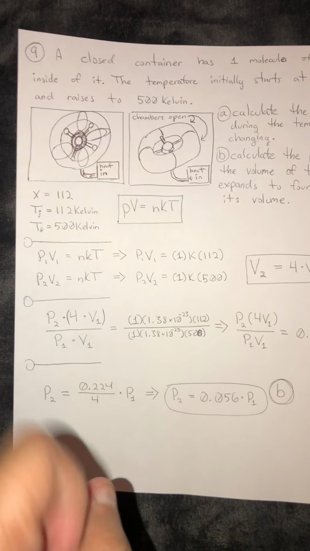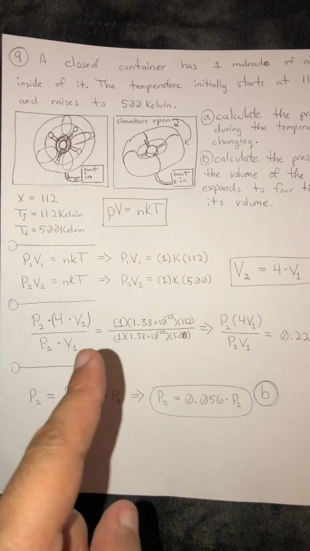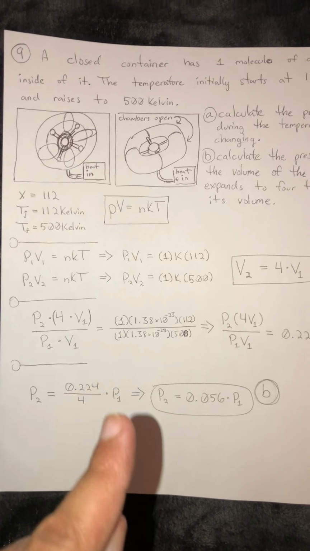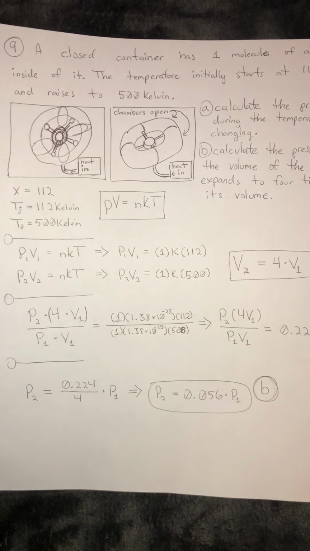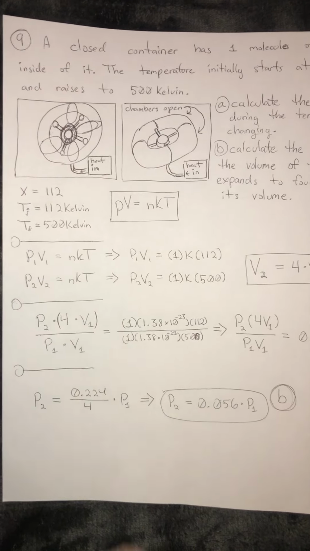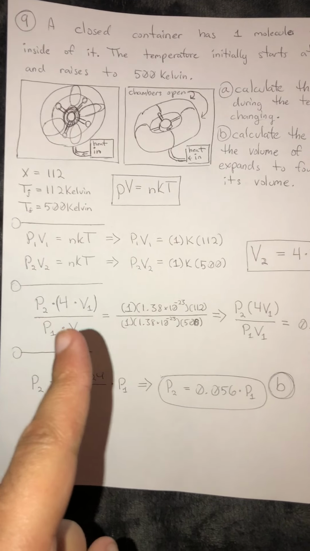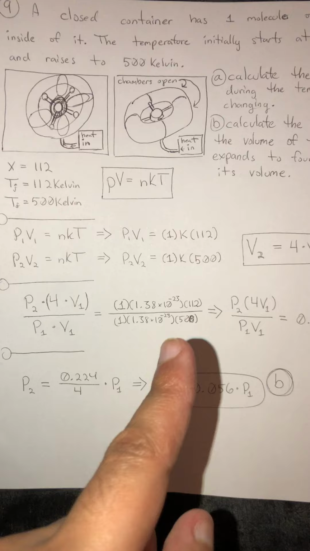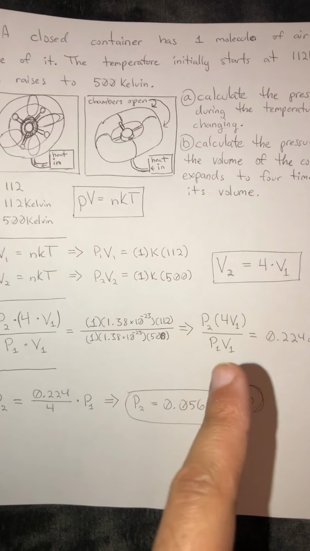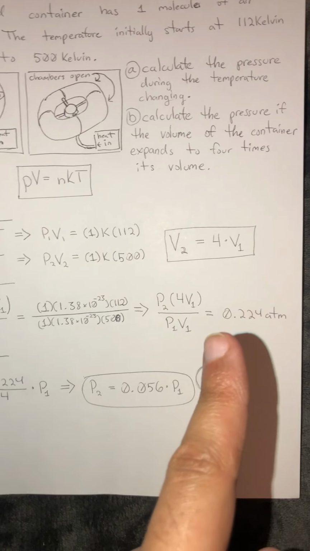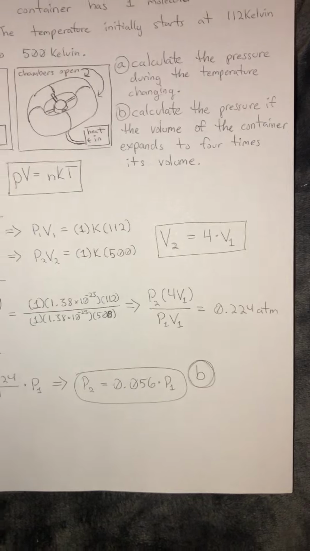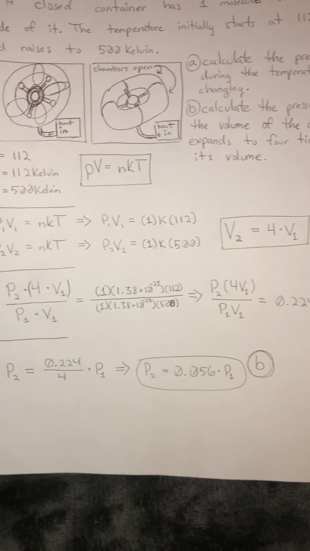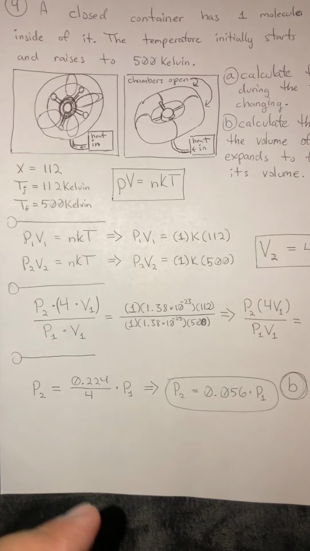So when I plug this in and then I divide in order to start to solve for P2, I did B first because I had a lot of trouble with the first one actually. And when solving for this, I plugged in the Boltzmann constant and all the numbers, and I ended up with 0.224 ATM. And ATM is the atmospheric unit of measurement of molecules in a space.